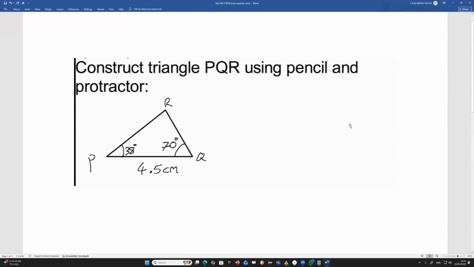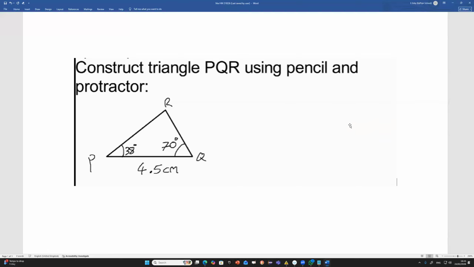Then we do the same thing on Q, anti-clockwise this time, and 70 degrees. Can you see, this time I would start measuring from the left-hand side, and it would go to 70. Then we just join from Q to that new mark that we've made. We want to leave all the lines in. You don't rub these bits out. And then you've got your triangle PQR.